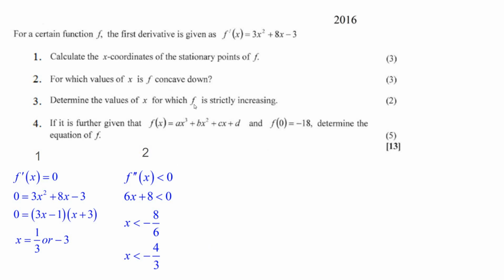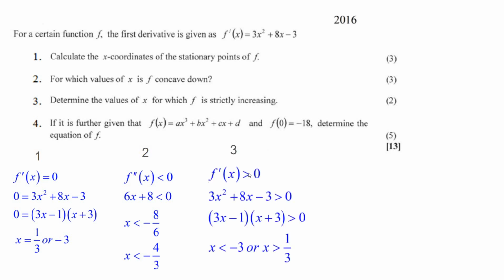Determine the values of x for which f is strictly increasing, always increasing. Well, increasing means the gradient is bigger than 0. It's going uphill from left to right, so we just make the gradient bigger than 0. There's your 3x squared plus 8x minus 3. Actually, we already had it in factored form, greater than 0.